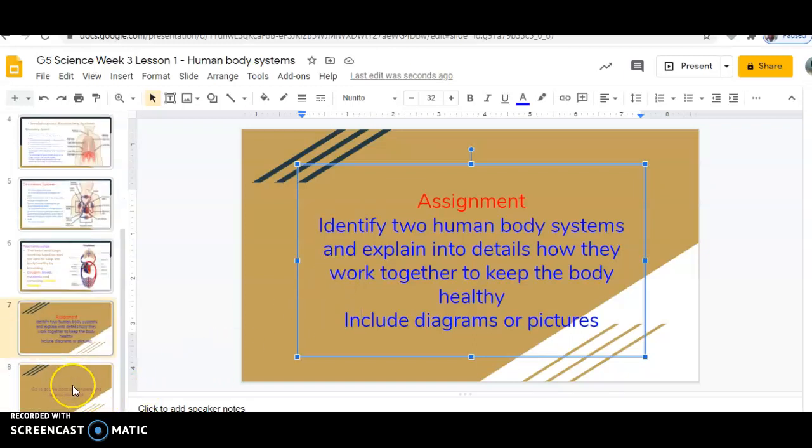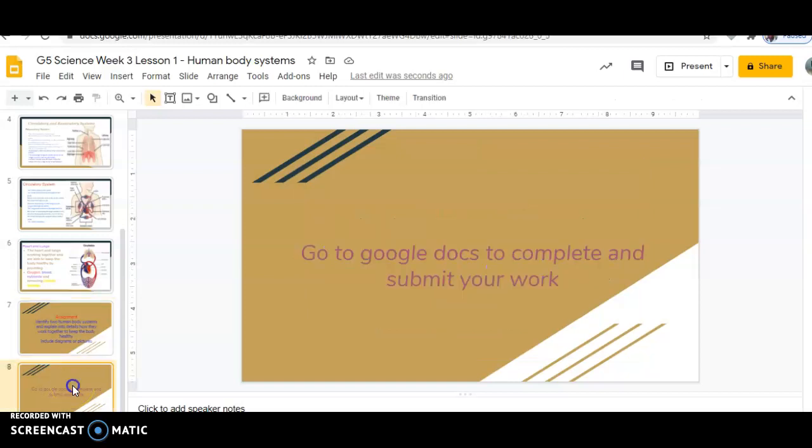You go to Google Docs. You'll go to Google Docs to complete and submit your work. You'll find a document there which is giving you instructions on how you will be able to give your explanation. You will choose the two systems, write the names of the systems, then give your explanation of how they are working together, and then you will have some space where you put some pictures.